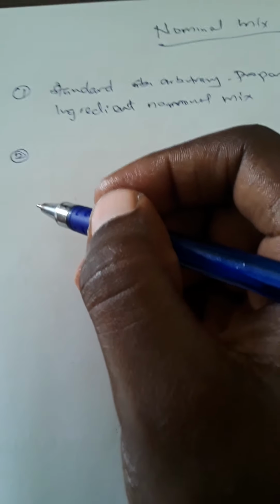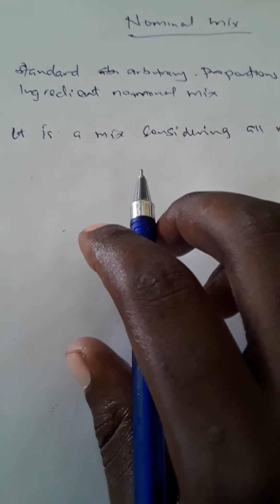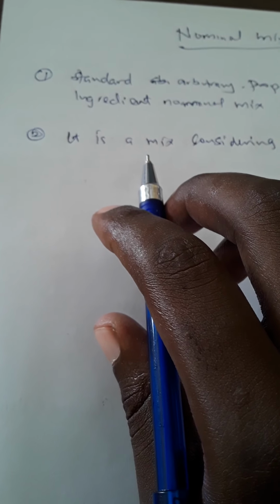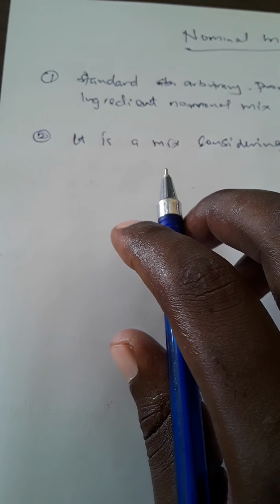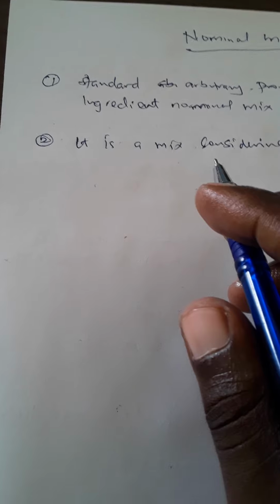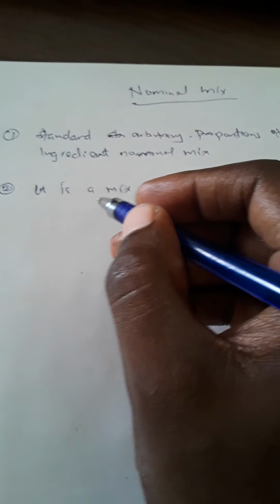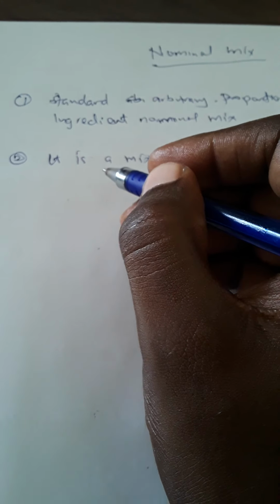Point number two that we are going to consider in this differentiation is that nominal mix is a mix considering all ratios in volume. When we talk of considering all ratios in volume, we mean that if we use 1 cubic meter of cement, we are going to use 3 cubic meters of sand to 6 cubic meters of aggregate. That is for class 10 of concrete for a nominal mix.